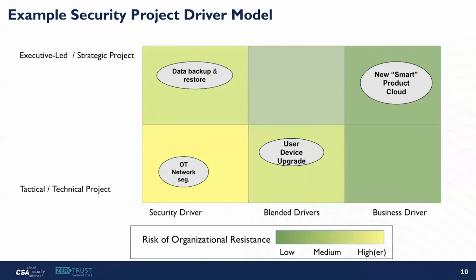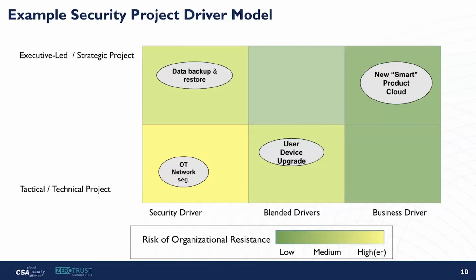So we think about an example in a fictional organization here. You might have, starting at the left, an OT network segmentation project. This is clearly a pretty technical project, probably not going to impact end users very much because these are mostly factory or OT devices. The network is still going to operate in the same way from the end user perspective. So it's a pretty technical, pretty tactical project that delivers security value, absolutely. But because in this example there's not a high degree of user interactivity, you don't really need to worry too much about organizational resistance.